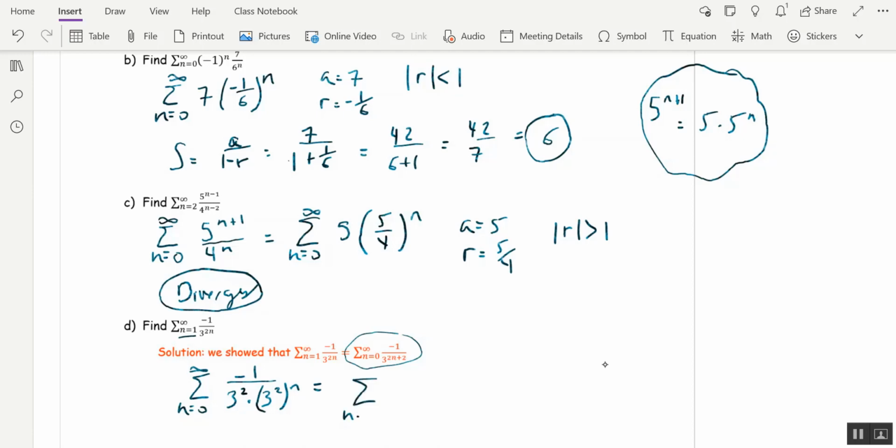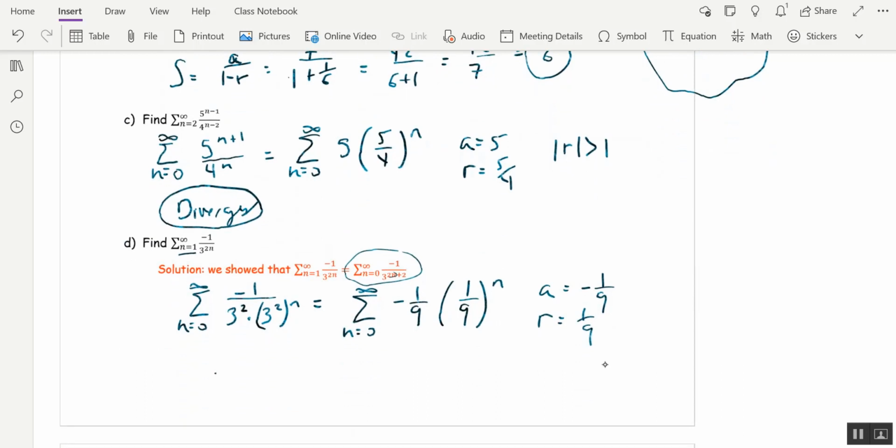That's the sum n equals 0 to infinity of, if I cull off the part that isn't being raised to the n, I get -1/9, and what's left is 1 over 9 to the n, which is (1/9) to the n. So a is -1/9, and r is 1/9. Absolute value of r is less than 1, so I can use the sum formula. a over 1 minus r, -1/9 over 1 minus 1/9.